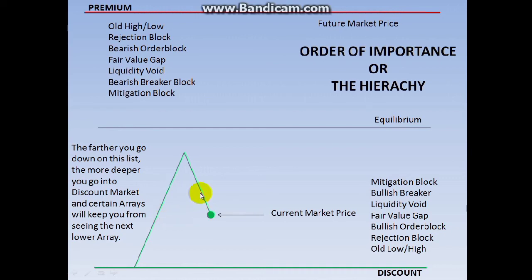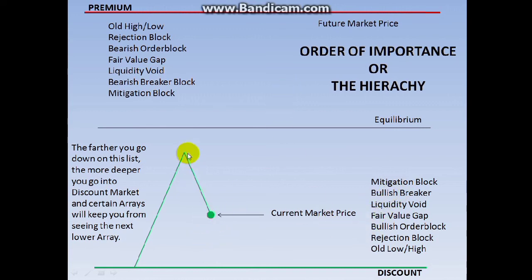Now the order at which we seek the discount arrays: is there a mitigation block below us that we can accumulate, that we can buy from? Already smart money has accumulated some long positions here. So as price starts retracing, we start looking for the footprints left behind by smart money to accumulate more long positions to send the market, to set price higher.